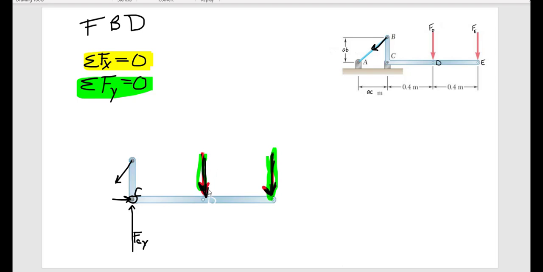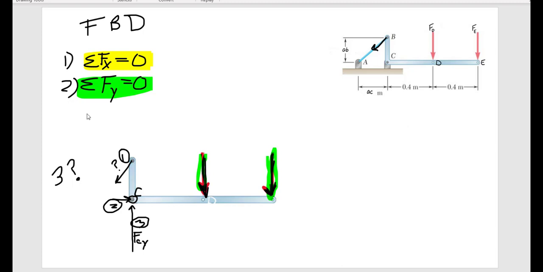So let's say I know the force at D, I know the force at E, and what I'm solving for, I don't know what my tension is, so there's one unknown right here. And I don't know either the x direction or the y direction at C. So there's three things that I do not know in this system. And force balance is not going to be enough to solve for those three unknowns.